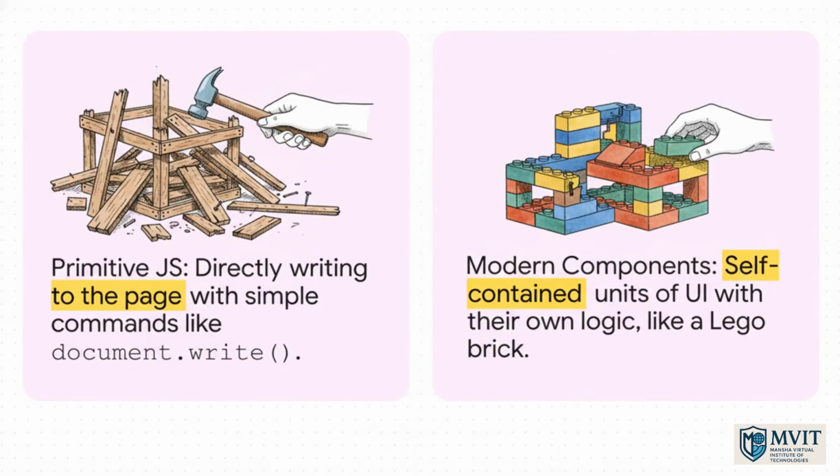So on the left, you see an old school way of doing things, just writing directly to the page. It works, but it doesn't scale. On the right, that's the modern way, building with components. The best way to think about them is like superpowered, specialized Lego bricks. Each component is its own little self-contained piece of the website, like a search bar or a like button, with all its own structure, style, and logic bundled together inside it.